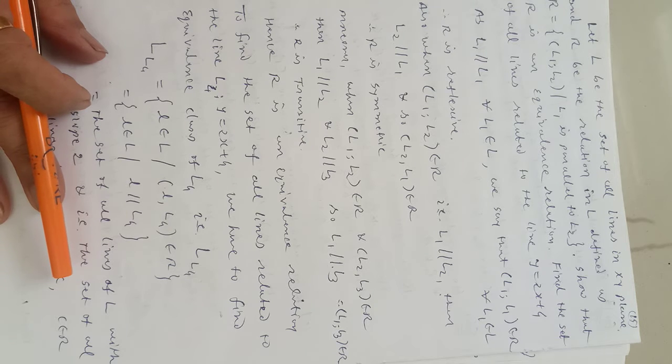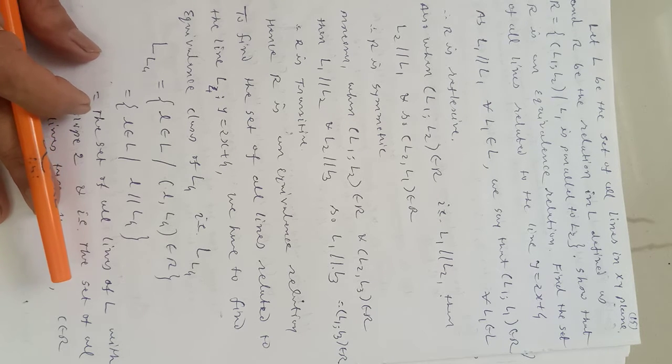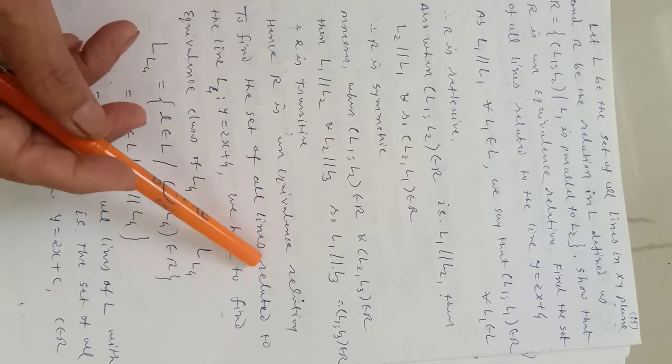Now we go for transitivity. When (L1, L2) is in R and (L2, L3) is also in R, that means L1 is parallel to L2, and L2 is also parallel to L3. So can you say L1 is parallel to L3? Definitely. Therefore (L1, L3) is also a member of R, and that's why R is transitive. Hence R is reflexive, symmetric and transitive, so it must be an equivalence relation.